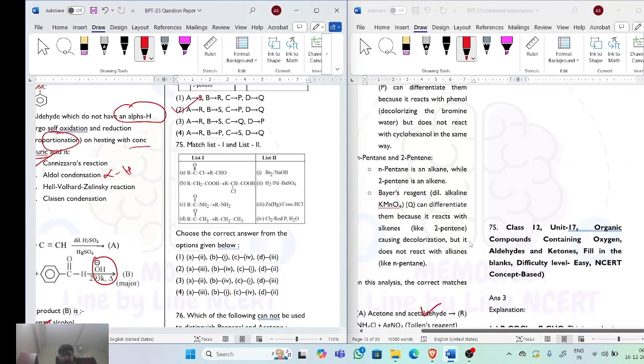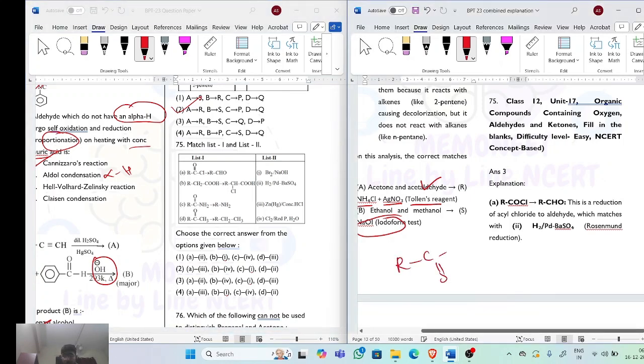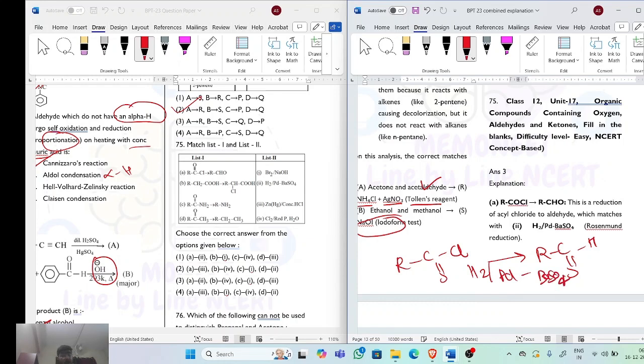Now comes question number 75, which is also a match the following question. The first is a very famous reaction: RCOCl, which is an acyl halide, is giving RCHO. This is a reduction reaction, done in the presence of H2, Pd-BaSO4, and this reaction is the Rosenmund reaction. So option A is matched with option 2.